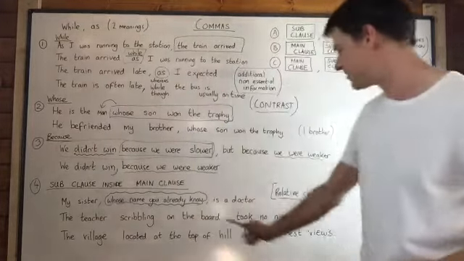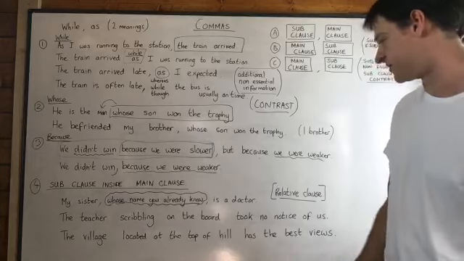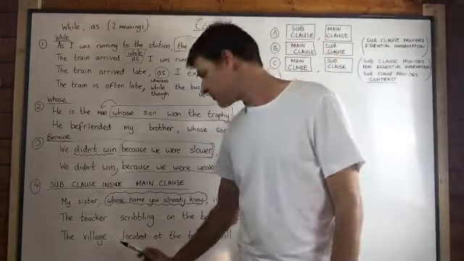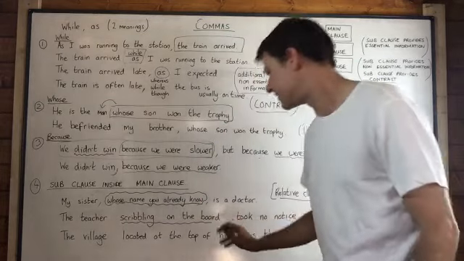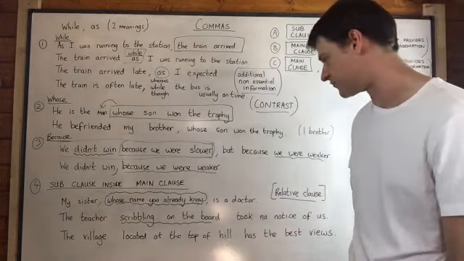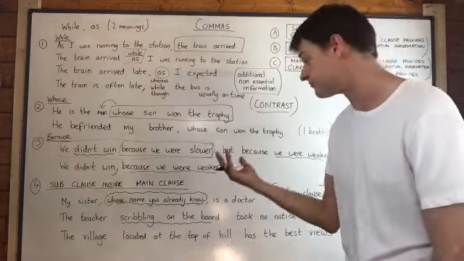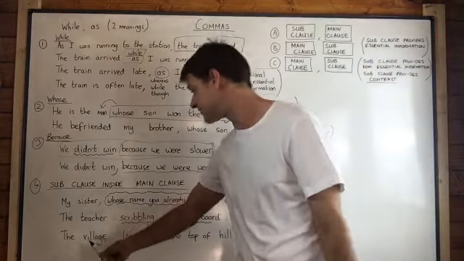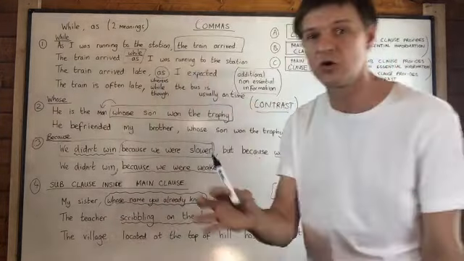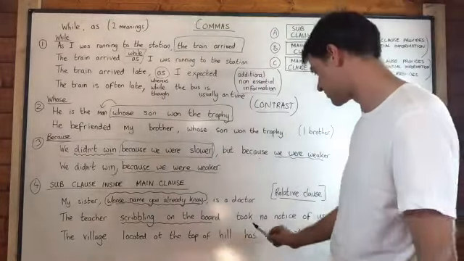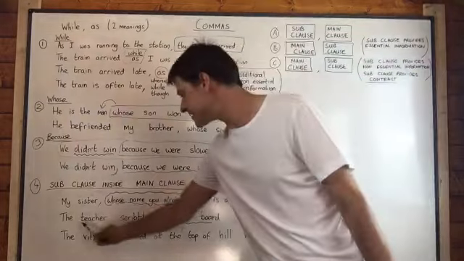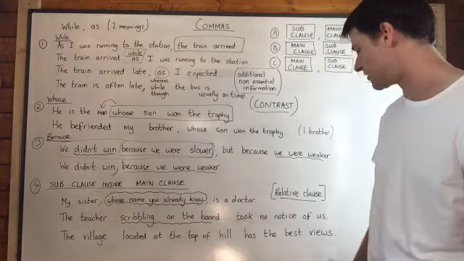The teacher, scribbling on the board, took no notice of us. Now, as it is, without commas, and this part, by the way, is called a participle, an adverbial phrase. It's a participle phrase. It's also a reduced relative clause. It's a reduced relative clause because we could say the teacher who is, or who was, scribbling on the board. Who was here, because I've got took, I've got past tense there. So the teacher who was scribbling on the board took no notice of us.